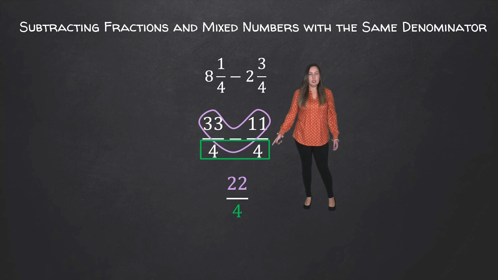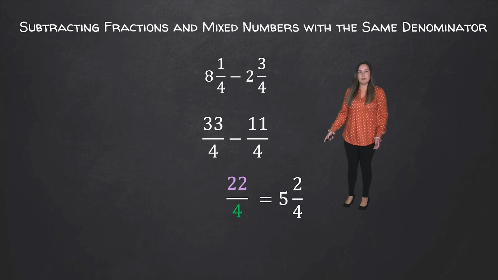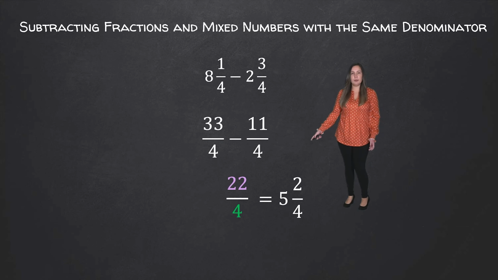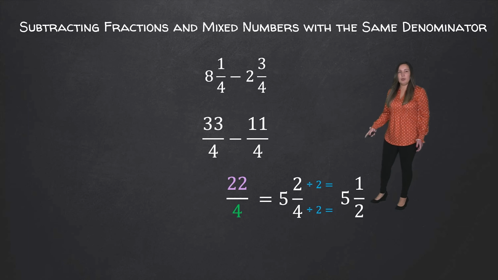So now we have 22 over 4, and that's an improper fraction, so we're going to write that as a mixed number. So 22 over 4 is equal to 5 and 2/4. So 8 and 1/4 minus 2 and 3/4 is equivalent to 5 and 2/4. But notice here that we can simplify our fraction. If we divide both the 2 and the 4 by 2, we end up with 5 and 1/2. So 5 and 2/4 is equal to 5 and 1/2, making that our final simplified answer.